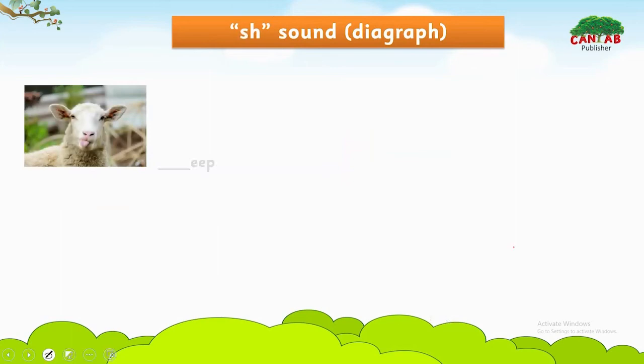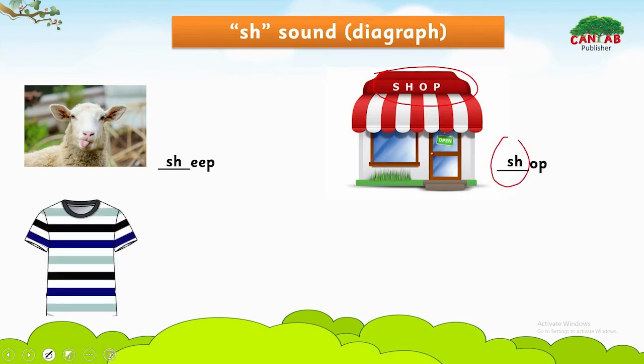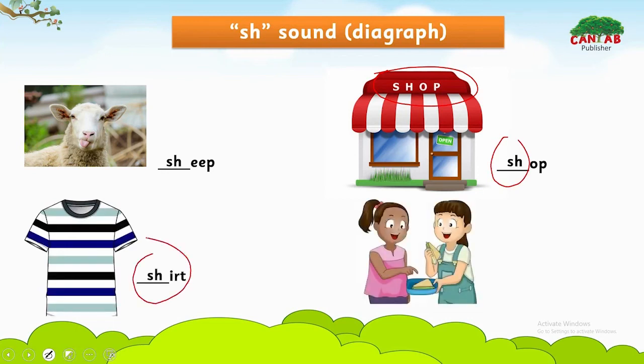The next one is, the sh digraph will be used because this is a sheep. The next one is, yes, this is what? This is a shop. So sh will be used. This is a shirt. So sh will be used. And this is what? This is share, because both the girls are sharing their meal. So there will be share.